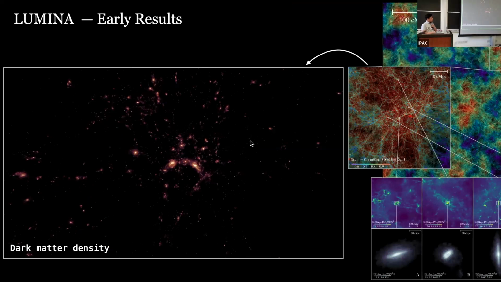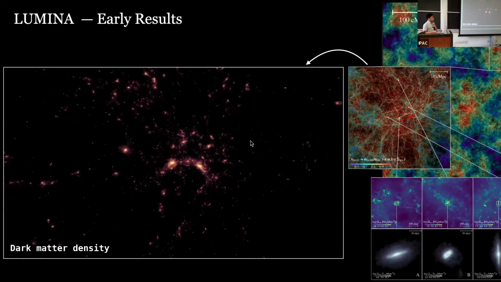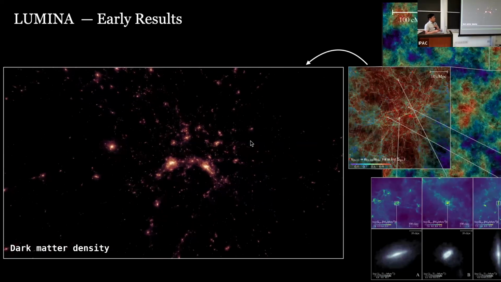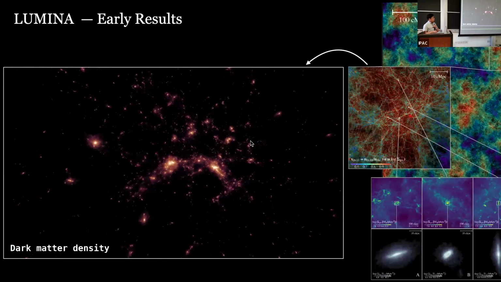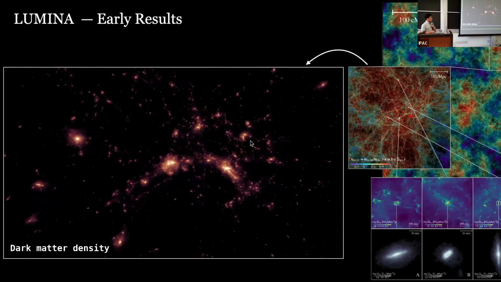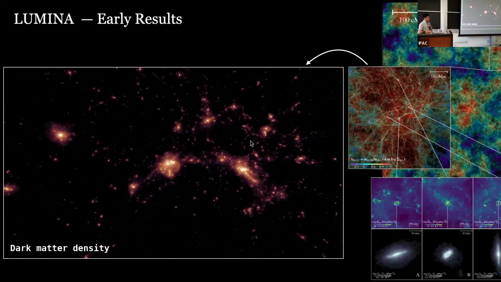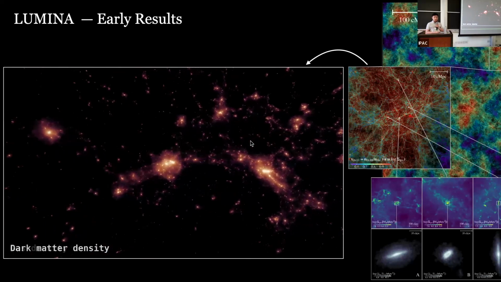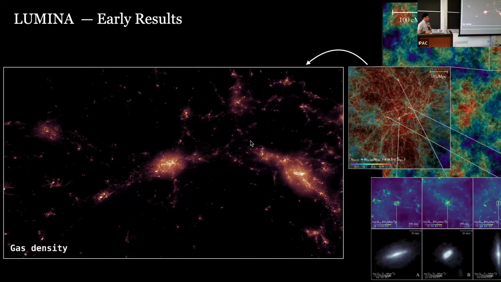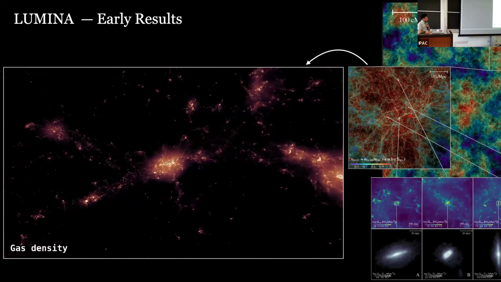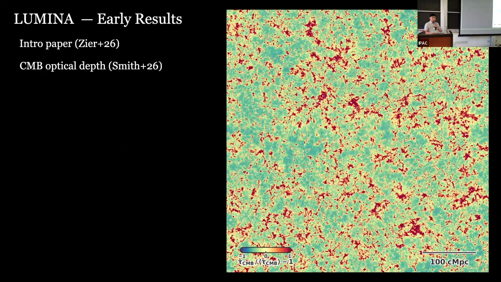This is a movie that flies through this sub-volume that I picked out in the last image. Remember that what you're seeing here is only 0.1% of the whole simulation volume. This is a companion paper of the intro paper led by Aaron Smith, which studied the CMB optical depths, and probably not surprisingly, we get results that are fully consistent with what Planck measured.